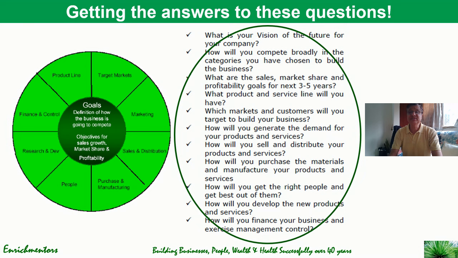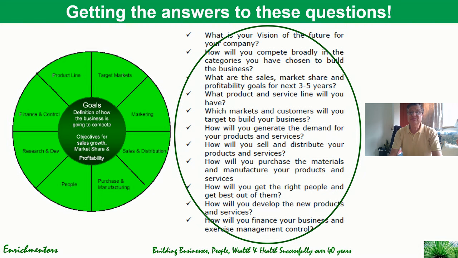That will give you a good perspective of what the business strategy for the company is. We'll start with the vision. How will you broadly compete in the category that you've chosen with the business? Are you going to compete on differentiation, on the best cost or lowest cost, or are you going to focus on a particular segment of the industry, either through differentiation or cost? What are your sales, market share, and profitability goals for the next 3 to 5 years? What products and service lines would you focus on for the next 3 years to build your business?